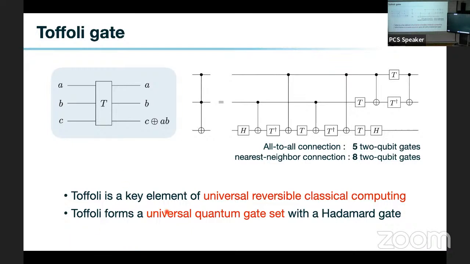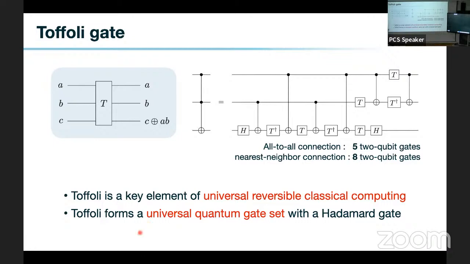This Toffoli gate is a key element of universal reversible classical computing. Here, universal means that if we compose Toffoli gates, we can make every possible Boolean operation. Similarly, the Toffoli gate forms a universal quantum gate set with the Hadamard gate. Here, universal also means we can implement any unitary by composing Toffoli and Hadamard gates. Even though this gate is very powerful, it hasn't been deployed much in real experiments because it's hard to make in a native way.